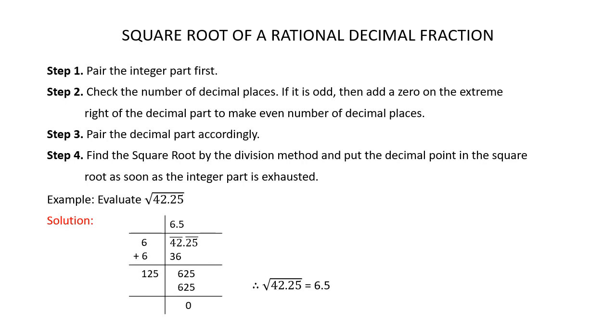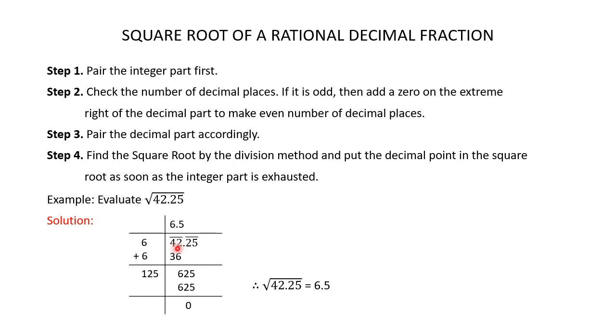Now you have to find the square root of 42.25 using the long division method. Write 6 in the divisor place and 6 in the quotient place. 6 multiplied by 6 is 36. 42 minus 36 is 6.